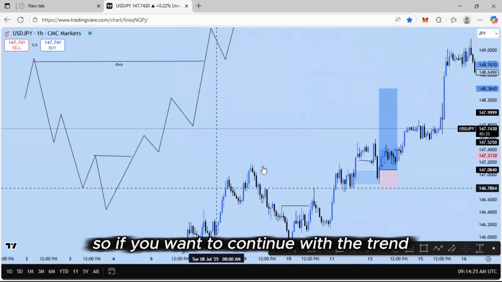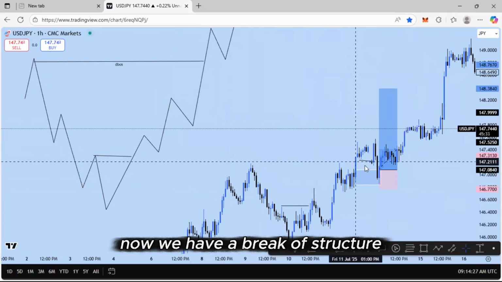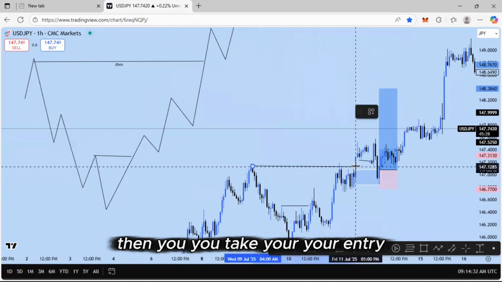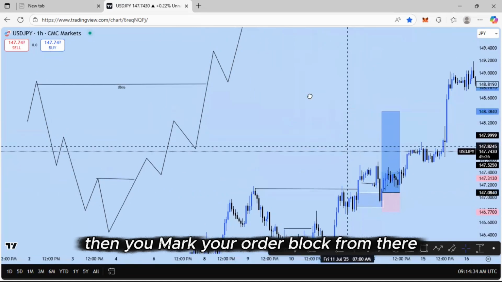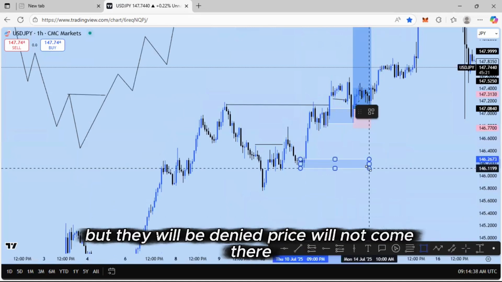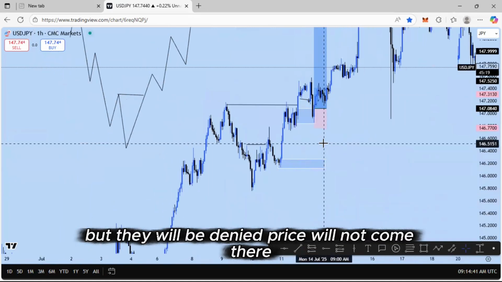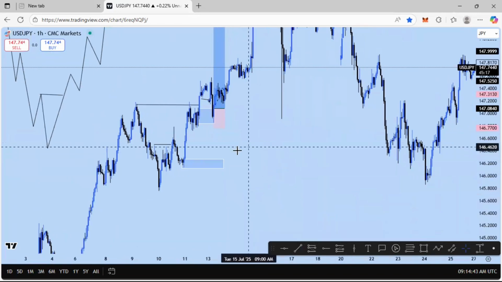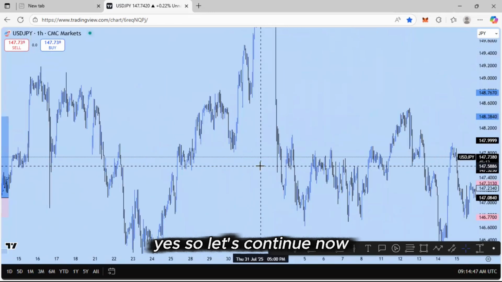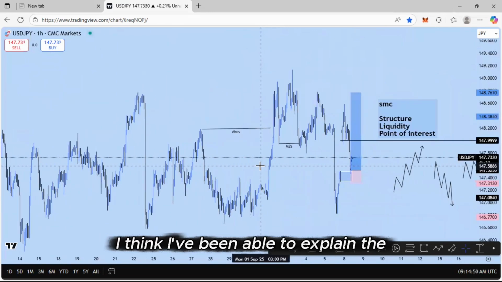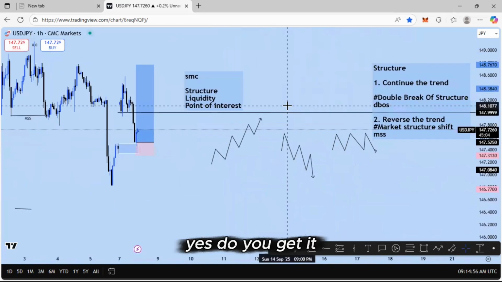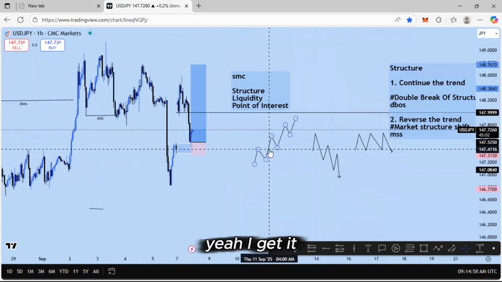So if we want to continue with the trend, now we have a break of structure, then you take your entry, then you mark your order block from there. People will be waiting for entries here, but they will be denied. Price will not come there. All right, let's continue. Now I think I've been able to explain the break of structures to you. Do you get it? Yeah, I get it.